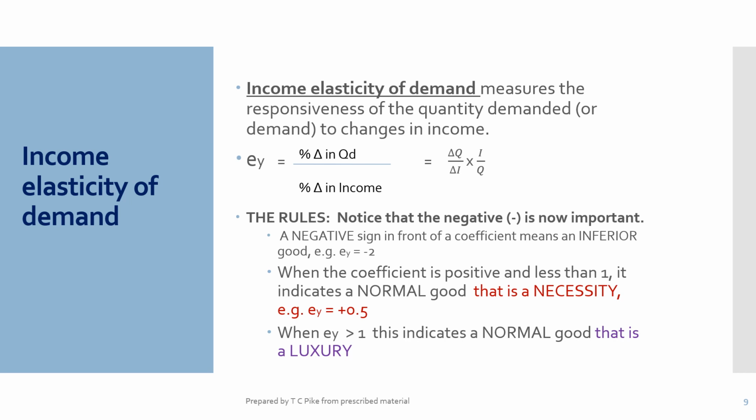Please also then notice the rules now with your interpretation and with your calculations. First of all, the negative is now important. You can no longer ignore the negative. If you get a negative answer, it shows that your product is inferior. If you get a positive answer, then it shows that your product is a normal good. But then you also have to check, is it between 0 and 1 or is it greater than 1? Between 0 and 1 is an essential or a necessity good, and then greater than 1 is a luxury. Ladies and gents, you simply have to learn these rules and be able to apply them.